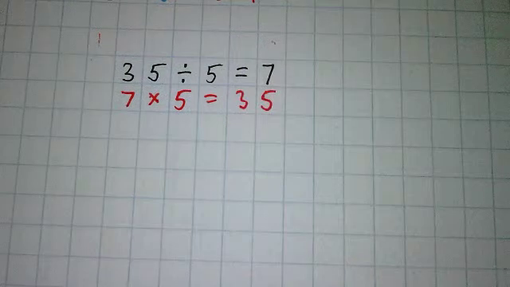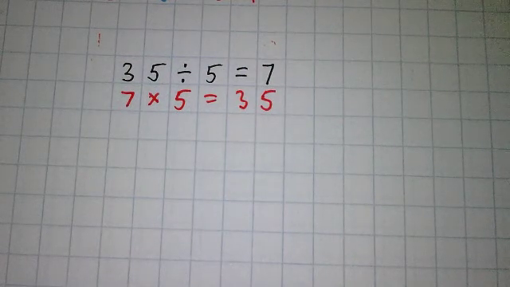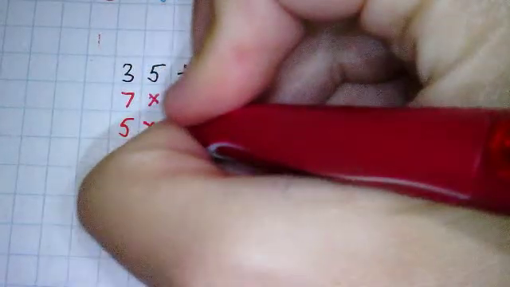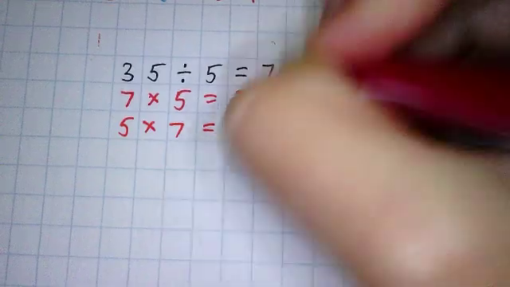Is there anything else I could write? Anything else I could write there? I know you know. You two have answered me a bunch. Emma? 5 times 7. Yeah, I can just flip it and write 5 times 7 equals 35.